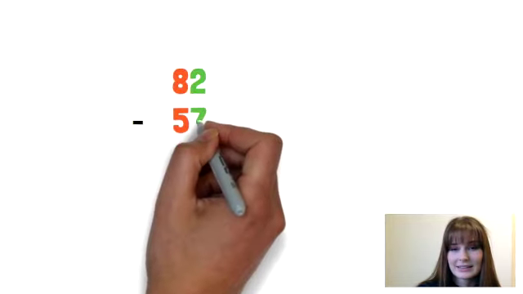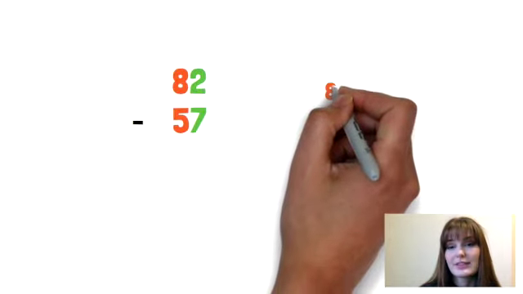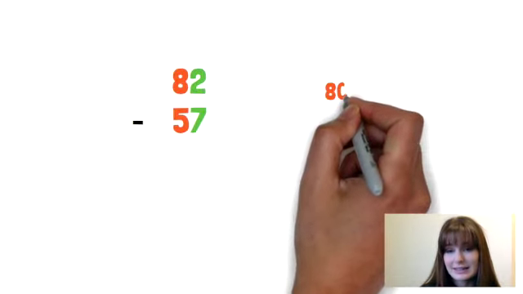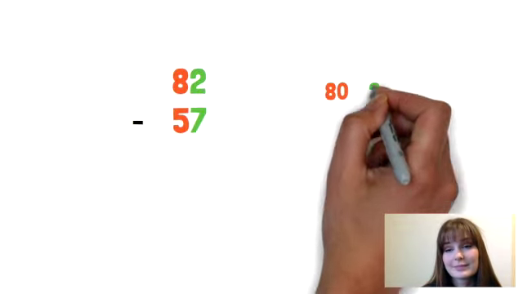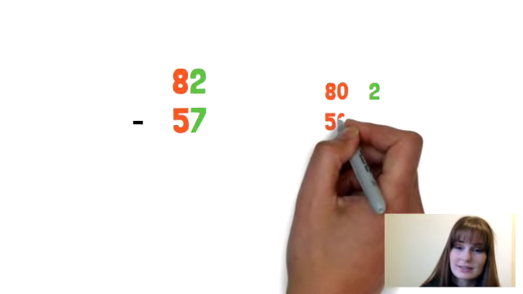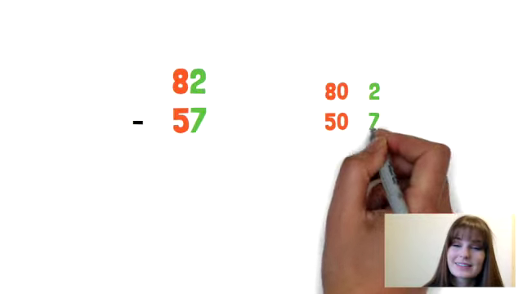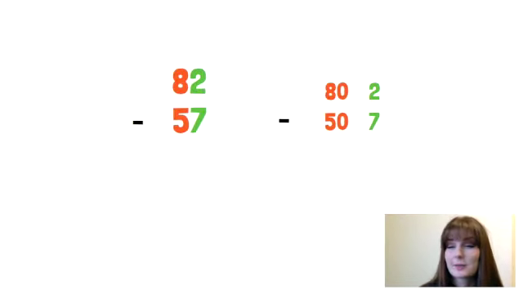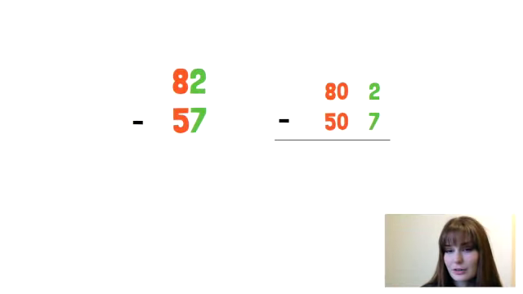All right, let's do another one. 82 take away 57. All right, so we'll break that number into its place value parts. 82 has 8 tens, so 80, and 2 units. And 57 has 5 tens, so 50, and 7 units. Now I can already see that I'm going to have a bit of trouble here because I can't take away 7 from 2 in my units column.